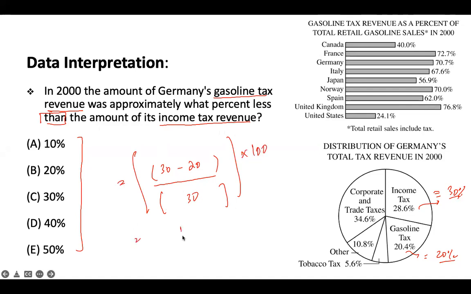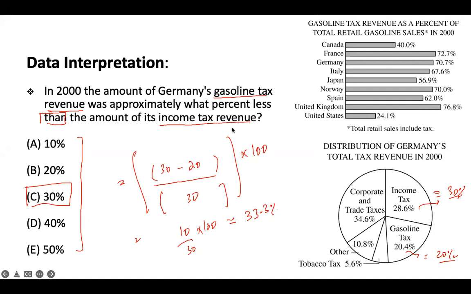This is 10 divided by 30 into 100, which is around 33.3%. And if you see the options, which is the closest? That is option C. And if this value were greater than 35%, then you would move to option D. But this is less than 35%, and this is a bit closer to option C. That's why option C is the answer, right?